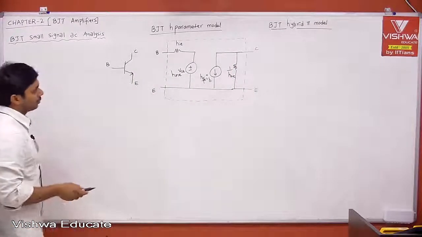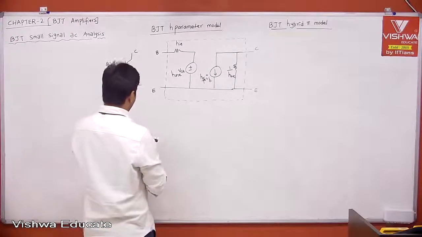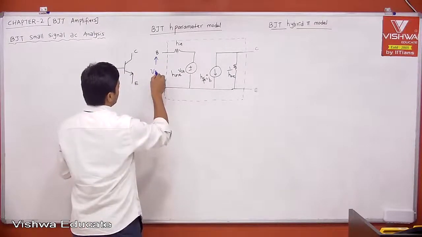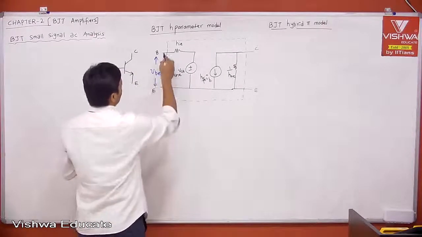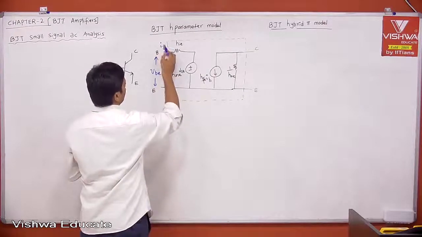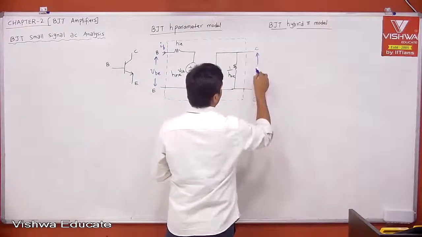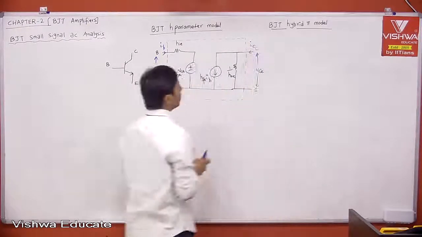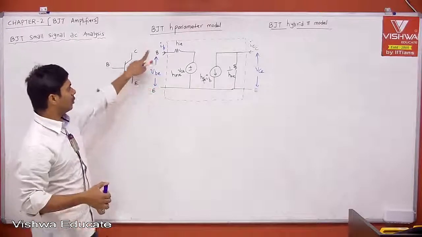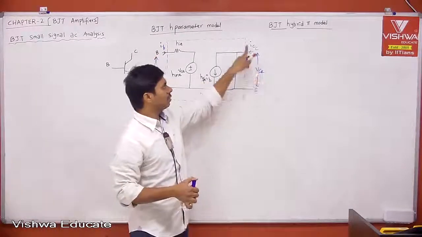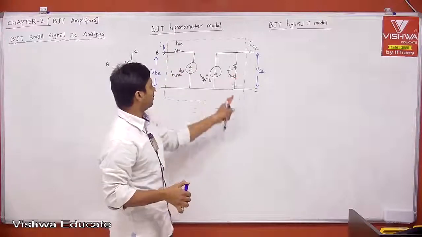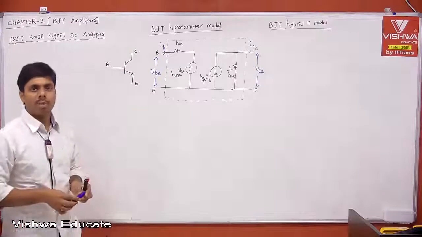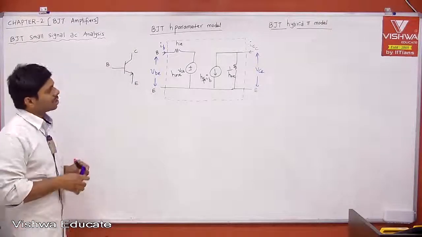This is our input voltage VBE, and this is your IB. This is VCE, and this is your IC, right? Therefore, the relation between VBE and IB, the relation between VCE and IC, internally all are described with your H parameter model, and everything is matched with respect to the operation. Fine. Then what is the limitation of this?